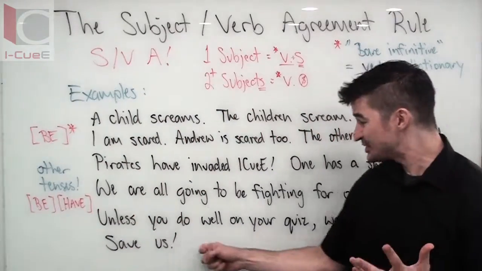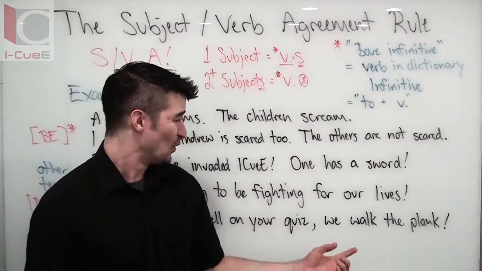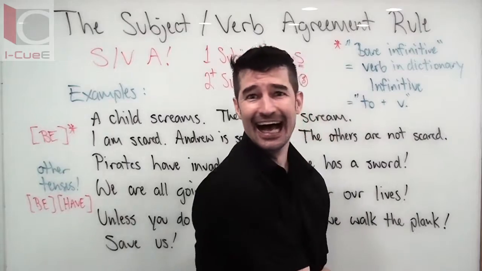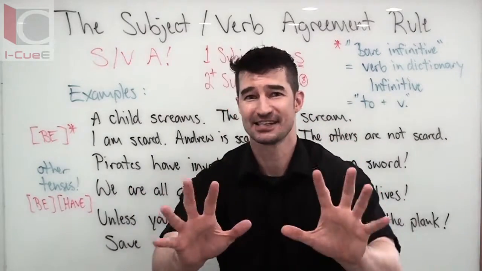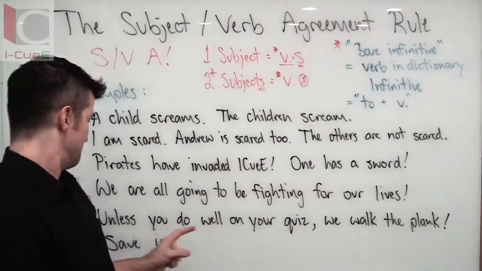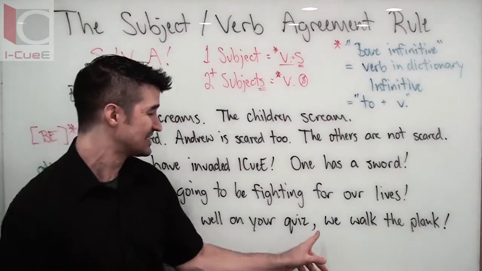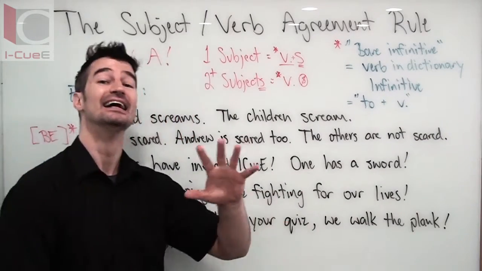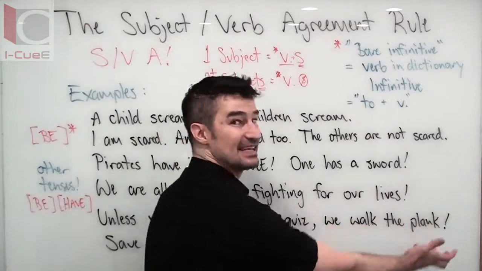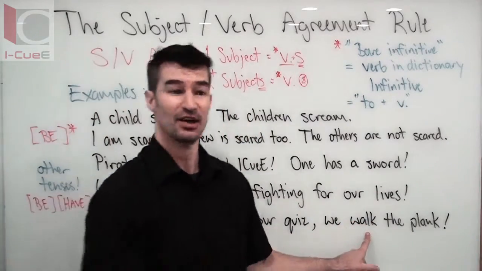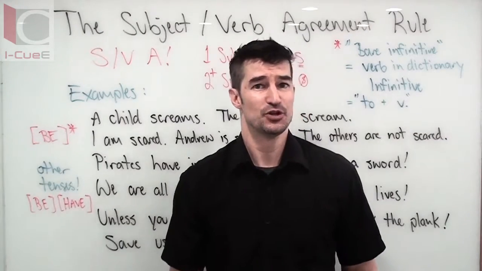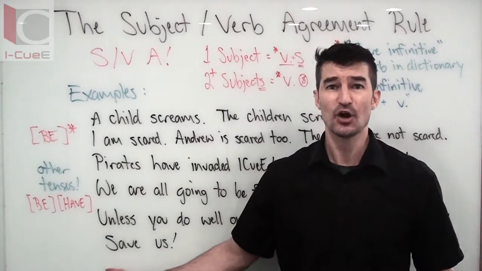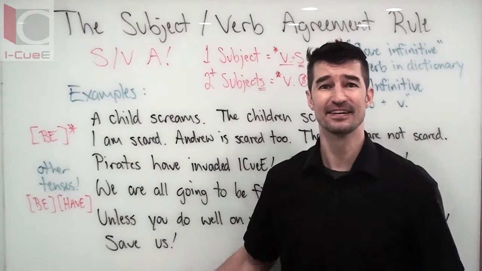Now, unless you do well on your quiz, we walk the plank. I know this stuff is hard, but you need to do well on your quiz, otherwise we walk the plank. Here, the subject-verb agreement is in this area, we walk. This is what we do if you do poorly or if you do not do well on your quiz. So it's up to you to save us.